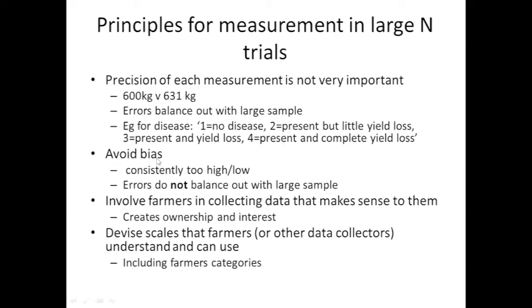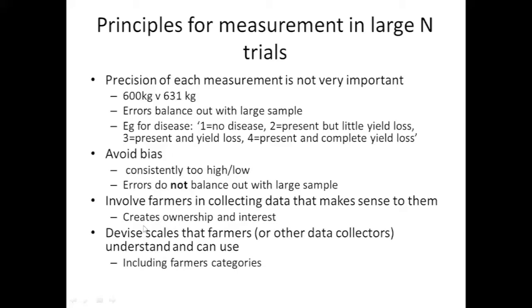What we do need to be cautious about, though, is bias. By bias, we mean a data collection method which consistently gives you too high or too low values. And the problem with that is, even when you have a large sample, the errors don't balance out. If farmers consistently tell you the disease was worse than it really was, then even if you've got 1,000 farmers in the trial, you're still going to think that the disease was worse than it really was. So we need to find ways of avoiding bias, and that often comes down to training.